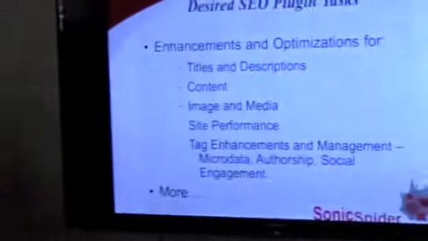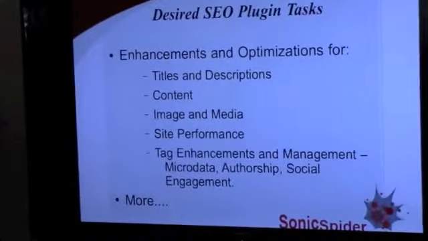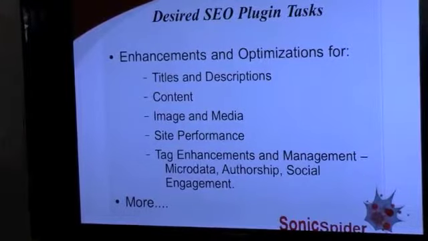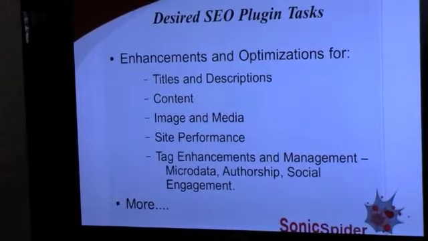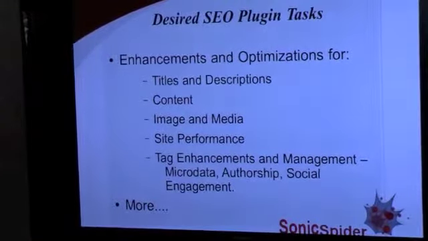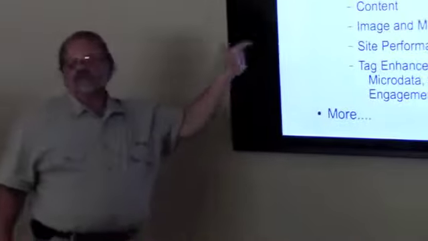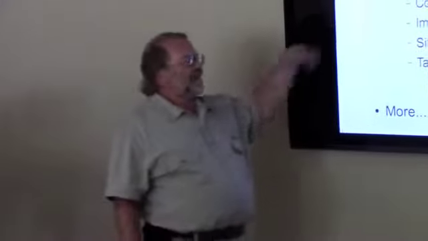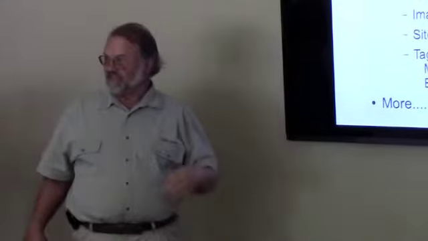Okay, what are some of the desired plugin tasks? We know generally at the 10,000 foot level what we want this to do. What are some of the specific things we would like this to do? This applies to all comprehensive SEO plugins, okay? We want it to help us optimize titles and descriptions. We want it to help us optimize our content and give us suggestions, keyword density, things like that, though keyword density is not that important anymore. It's still a good idea to make sure keywords are in there somewhere.